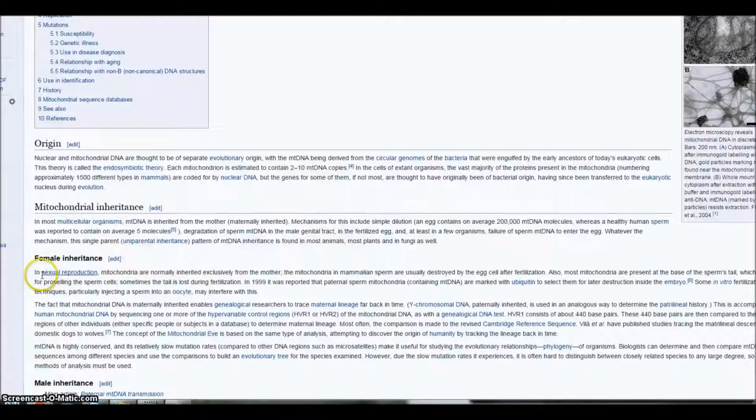Okay. In sexual reproduction, mitochondria are normally inherited exclusively from the mother. The mitochondria in mammalian sperm are usually destroyed by the egg cell after fertilization. Also, most mitochondria are present at the base of the sperm's tail, which is used for propelling the sperm cells. Sometimes the tail is lost during fertilization.